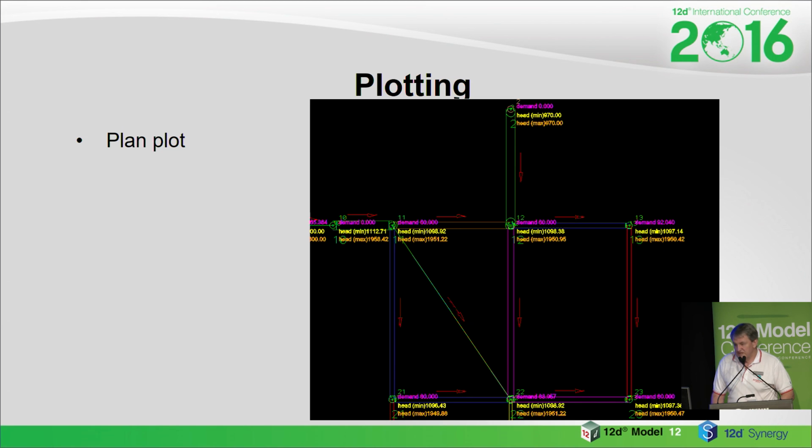We also have all the standard static plotting facilities that 12D is well known for, with plan plots and long plots and custom text reports and all that sort of stuff with our attributes. So there's minimum, maximum and average values, time-weighted average values for all of those parameters you see in the graphs. They can be used however you wish.